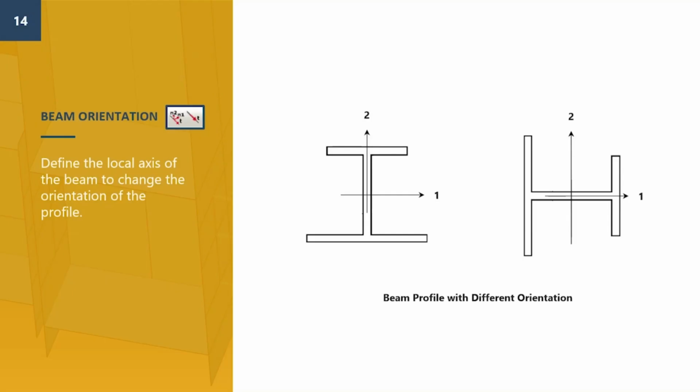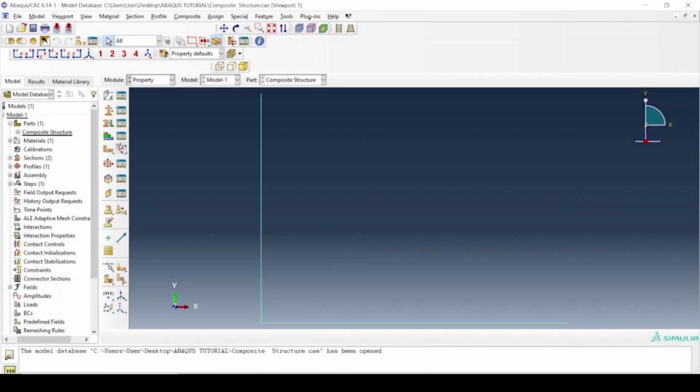The final step in the property module is defining beam orientation. Basically, the local axis of the beam is defined in order to change the orientation or position of the profile. To do that, click the Assign Beam Orientation. Select the wire feature containing the beam section. Define the tangent vector. The local axis is displayed. Click OK.